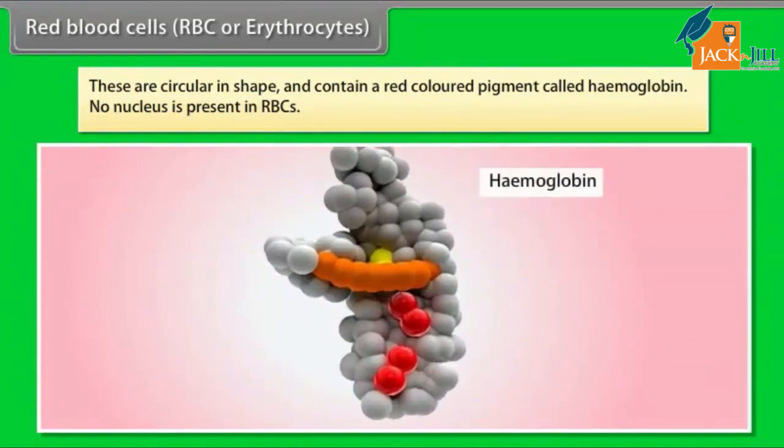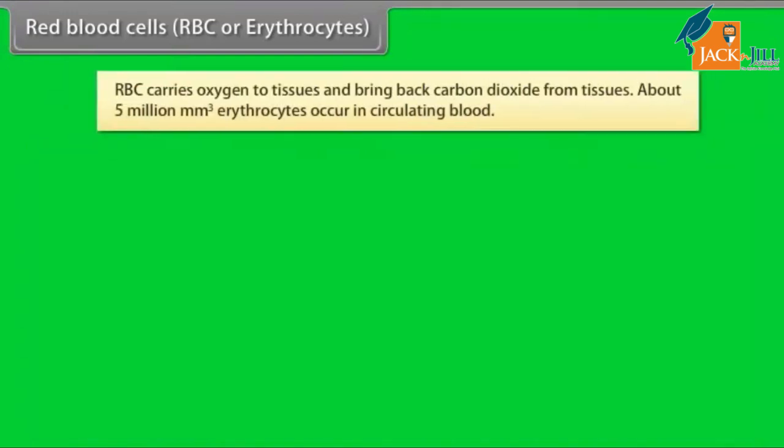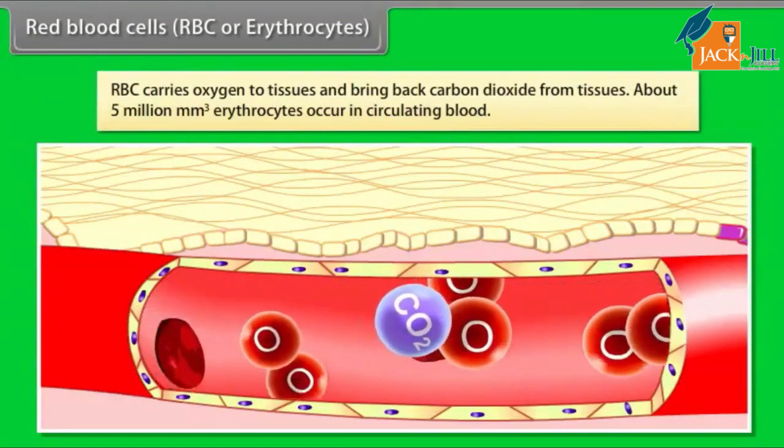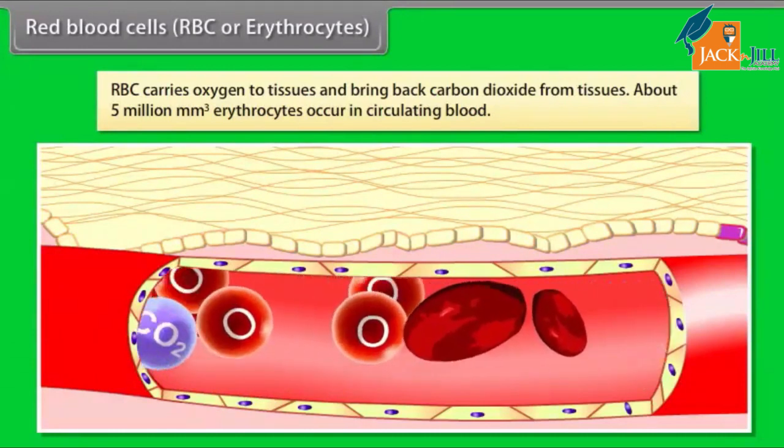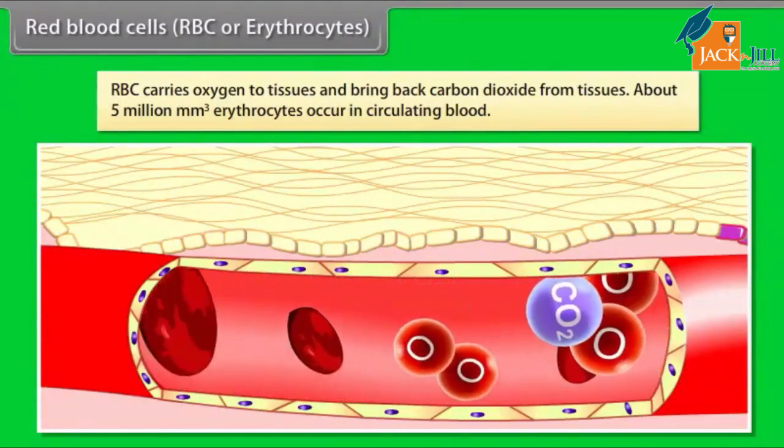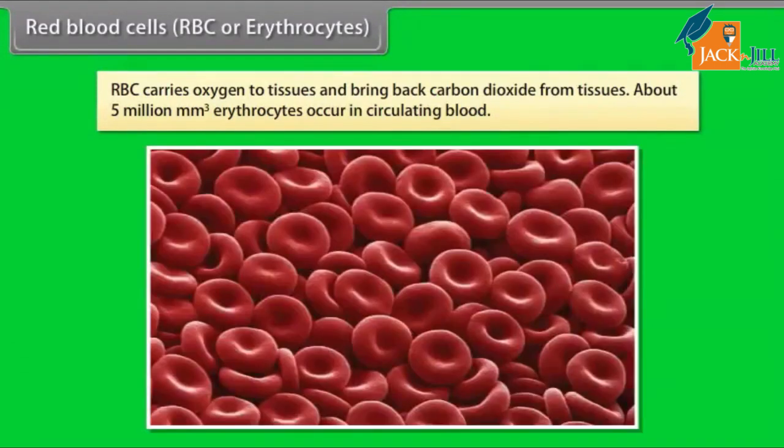No nucleus is present in RBCs. RBCs carry oxygen to tissues and bring back carbon dioxide from tissues. About 5 million per mm3 erythrocytes occur in circulating blood.